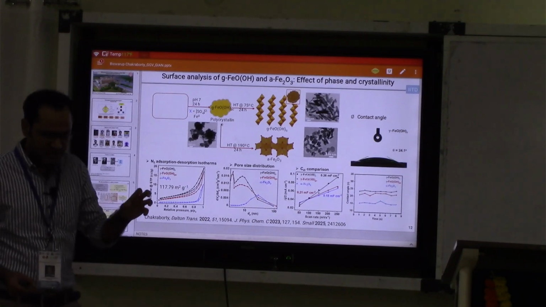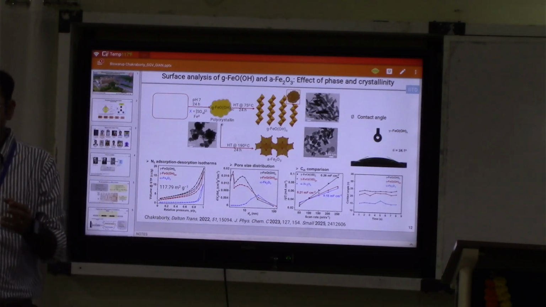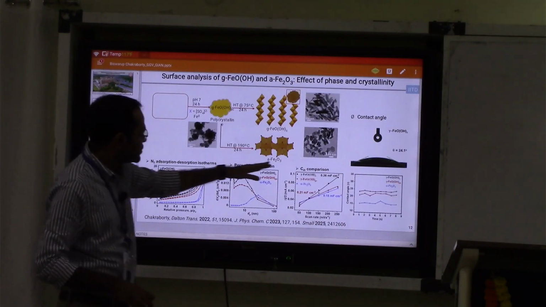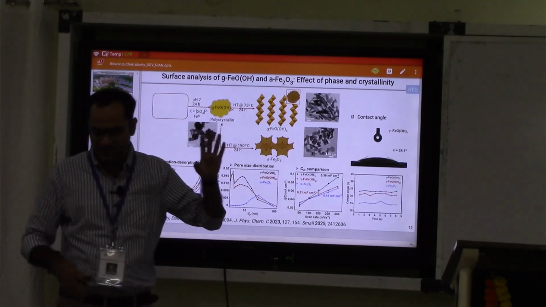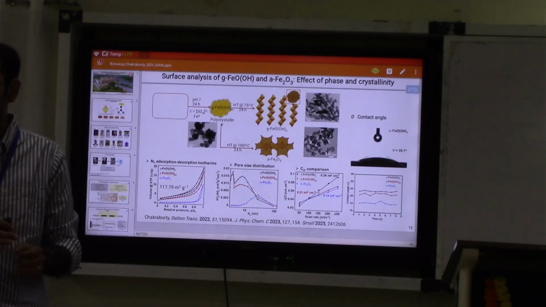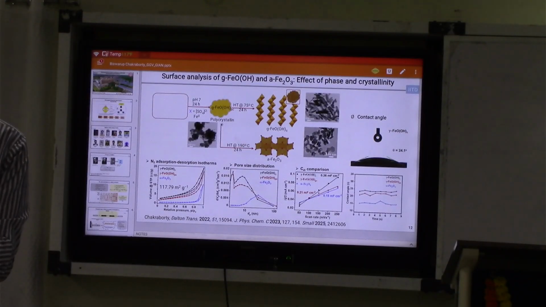Now once we are doing electrochemistry or catalysis, you must be looking at the surface. That's why we took a contact angle measurement. So I'll tell you what a contact angle measurement is. We take the bulk material, paste it as a film, and drop cast water on it.